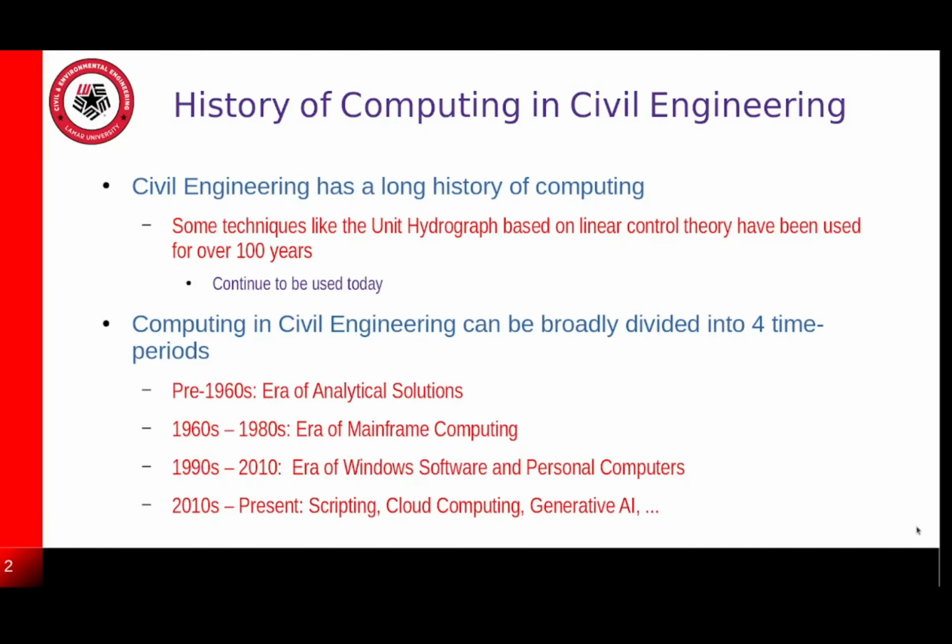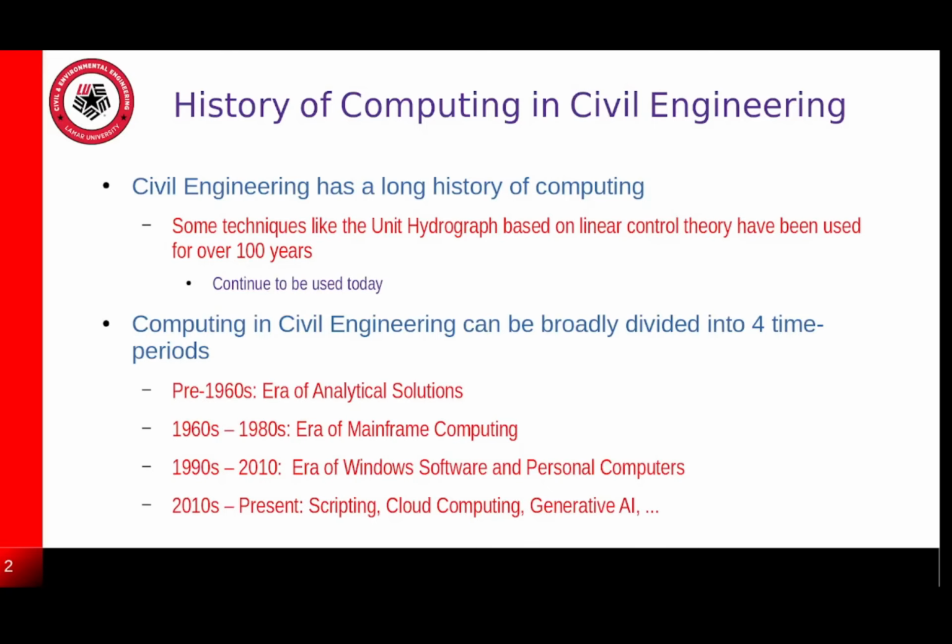It's not hard to understand that computing and civil engineering have had a very intimate relationship ever since its beginnings, because engineering, after all, is application of physical and natural principles using the language of mathematics to build society. So some techniques, such as the unit hydrograph, which is based on the superposition principle or the linear control theory, was actually put forth almost 100 years ago, and it still continues to be used today.